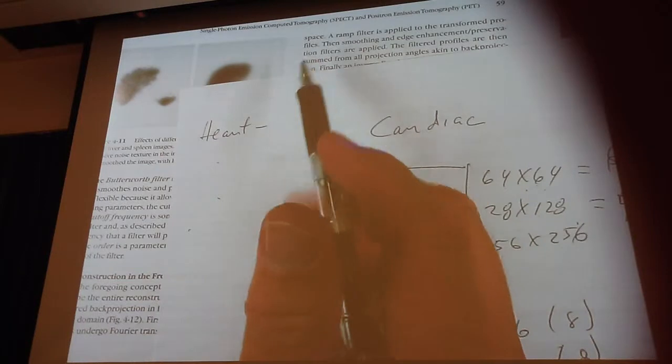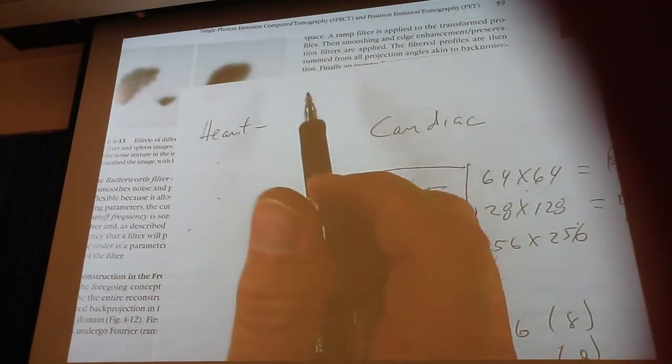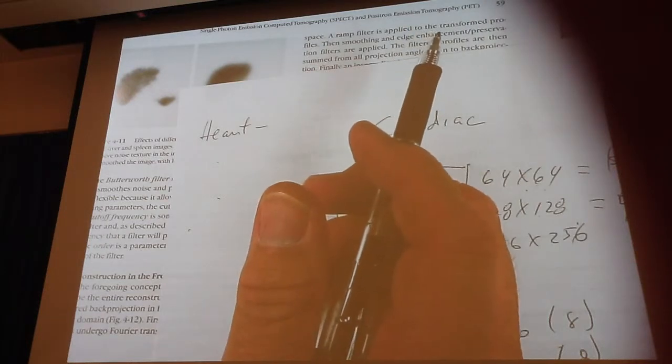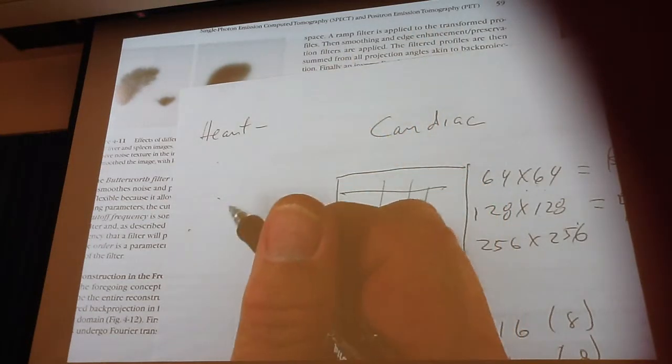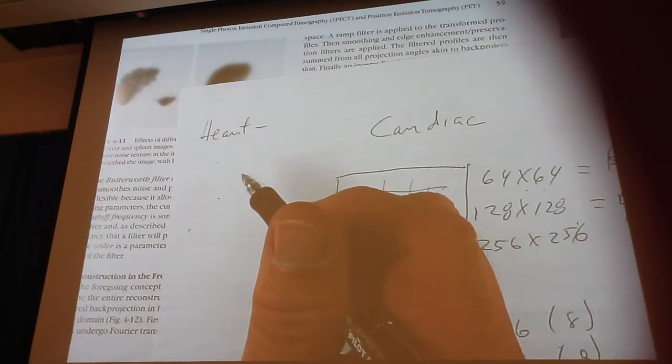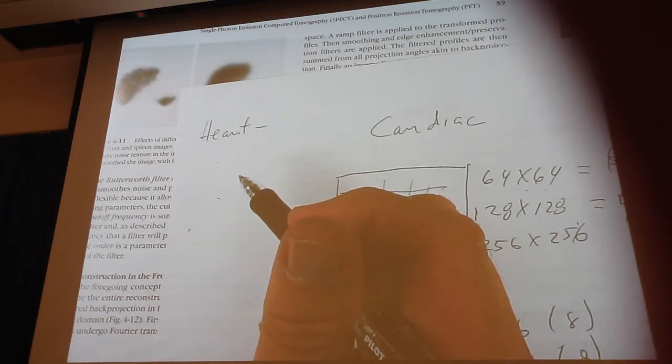Some places do a dual isotope study. They'll do thallium and they'll do sestamibi. That's another big difference. The thallium and sestamibi have different biodistributions. Cynthia's nodding her head yes. Mr. Viat's hoping I won't ask him.